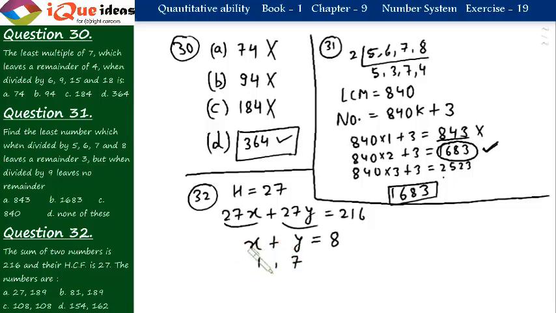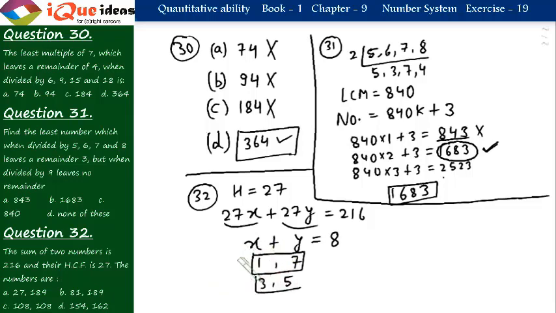I repeat, the numbers are 27x and 27y and 27 is the highest common factor. So there should not be anything common other than 27. That means x and y should not have anything common. So 1 and 7 is one possibility. Similarly, 2, 6 is not possible. 3 and 5 is another possibility, right? 4 and 4 is not possible. So the possible values of x and y are 1, 7 or 3, 5.